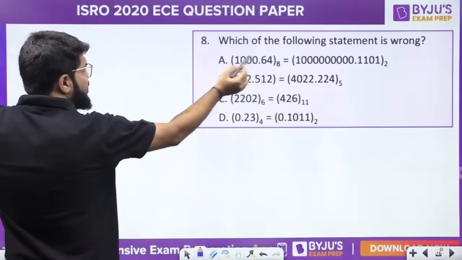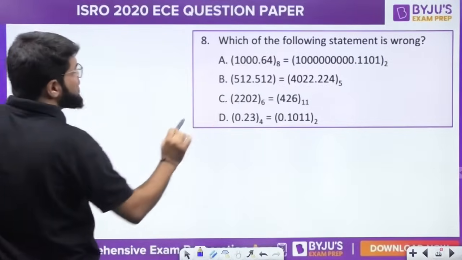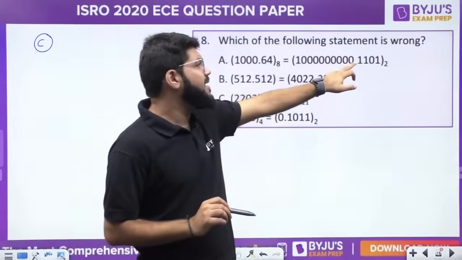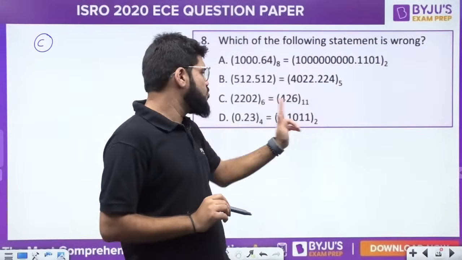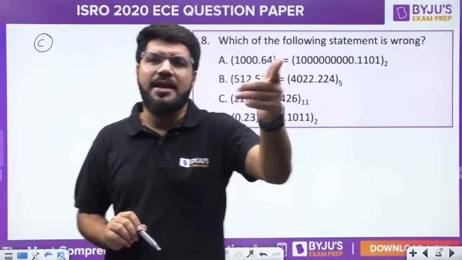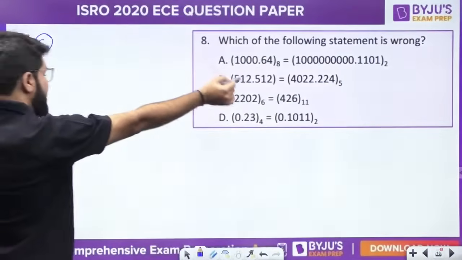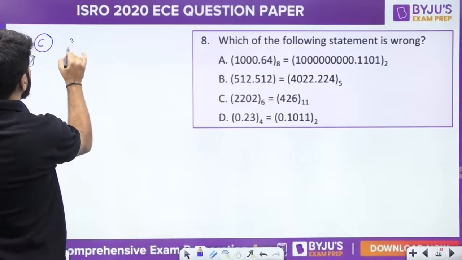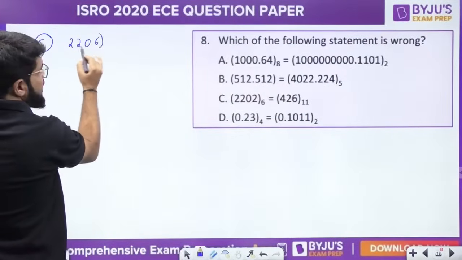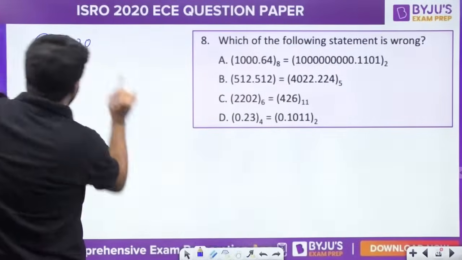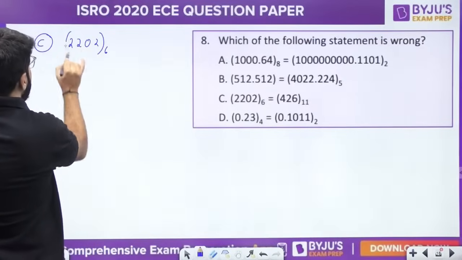Look, options A and D are very simple to solve, because conversion from binary base 2 to base 8, base 2 to base 4, or base 2 to any base that is a power of 2 is very direct. But here, if I solve C and tell you why it is wrong: 2206 and 2202 is a number in base 6.